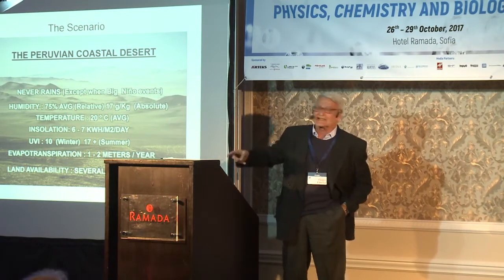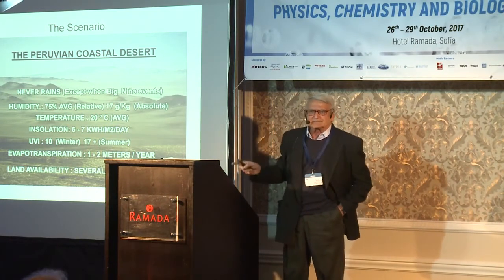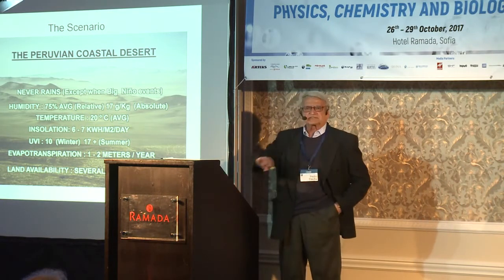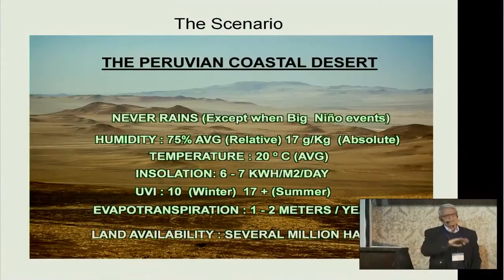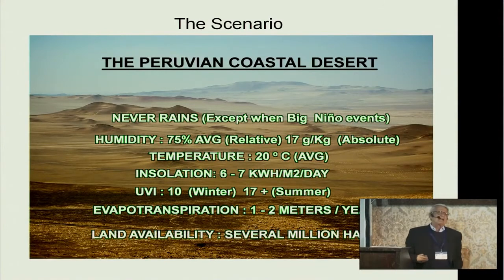This is the Peruvian coastal desert, which is our objective now. It never rains, never. The atmospheric humidity is on average 75%, and it goes as high as 98, and not lower than 50 or 60. Temperature is normal. It's a tropical country, so it is on average 20 degrees Celsius. The lowest is about 12, the highest not higher than 34 Celsius. Insolation is quite big, around 6 to 7 kilowatt hours per square meter per day.